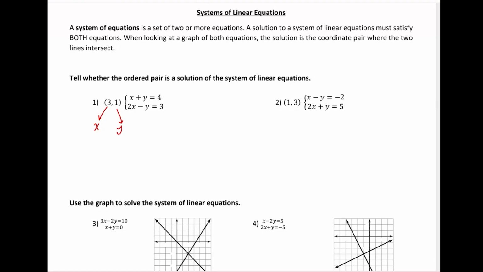So if I'm testing 3, 1, I'm going to put in 3 for x and 1 for y and rewrite these equations. The first one would be 3 plus 1 equals 4. You can check that in your calculator if you can't do that mentally, but hopefully you can get that. That's true, right? And then for the next one, we've got 2 times 3 minus 1, supposed to equal 3, but 2 times 3 is 6, and 6 minus 1 is 5. So this is not true, which means 3, 1 is not a solution.